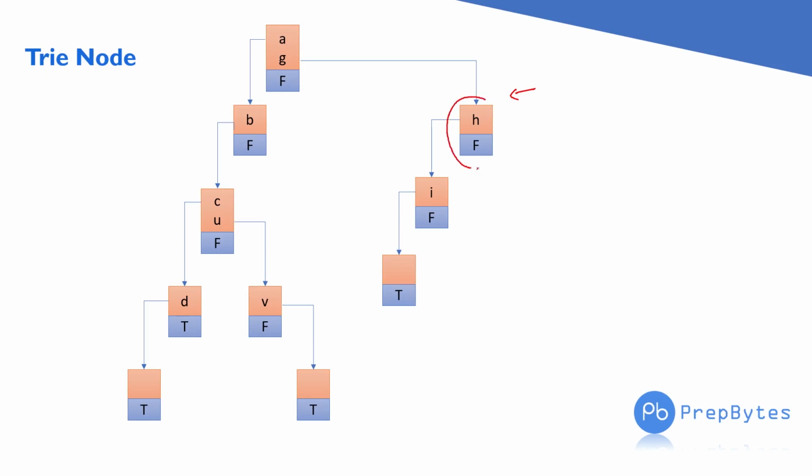We will have to create a node, and this node is nothing but an array plus a boolean variable. This is my node. And how do we insert it? First, let's see how you will create a node.